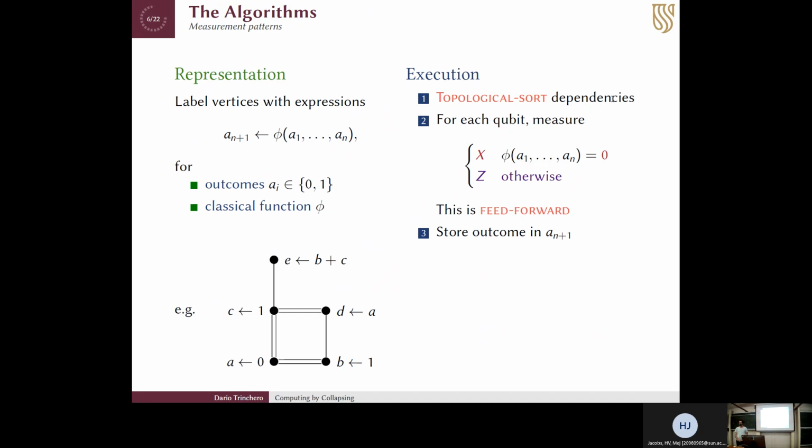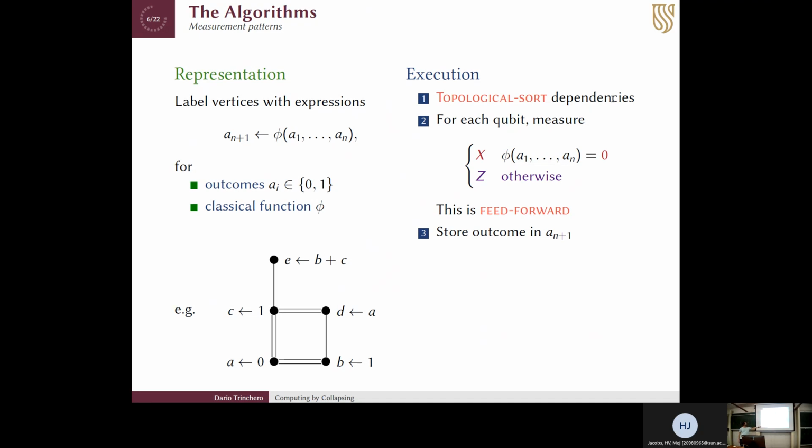Okay, let's carry on. So then you would measure this guy in the z basis and store. How do I know to measure it in the z basis? Because now the right-hand side of the arrow is 1, which corresponds to measuring in the z basis. Okay. Then you would store the result in B. Then you would measure this guy in the z basis as well. Store the result in C.